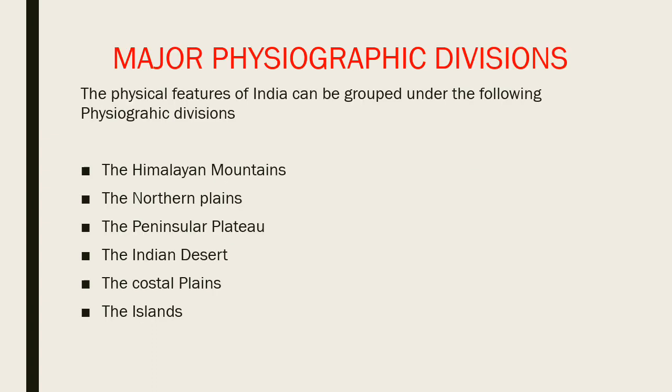Then come to the major physiographic divisions of India. The physical features of India can be grouped under the following physiographic divisions. It is of 6 types. First one is the Himalayan mountains, second one the northern plains, third one the peninsular plateau, fourth one the Indian desert, fifth one the coastal plains, and sixth one the islands.